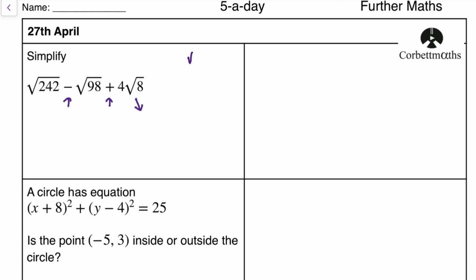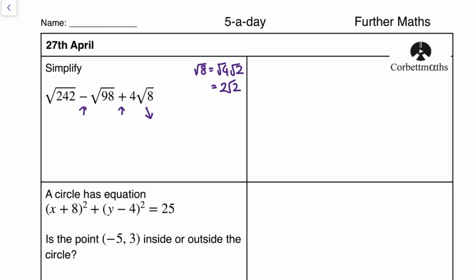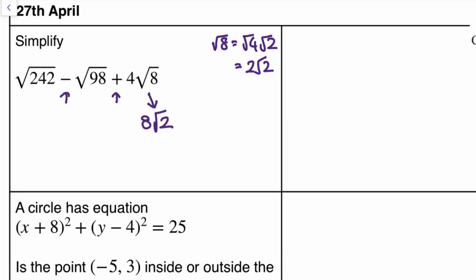And again, let's break it down. So I know root 8 is the same as root 4 times root 2. The square root of 4 is 2, so therefore I know this is 2 root 2. If I have 4 lots of 2 root 2, I have 4 times 2, which is 8. So therefore this one here is 8 root 2. Let's just zoom in a little bit down here.